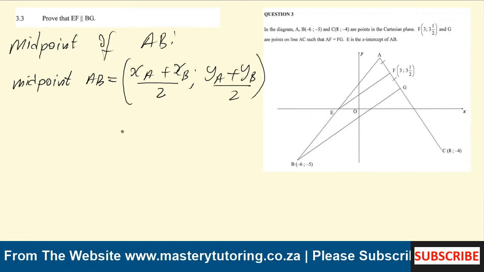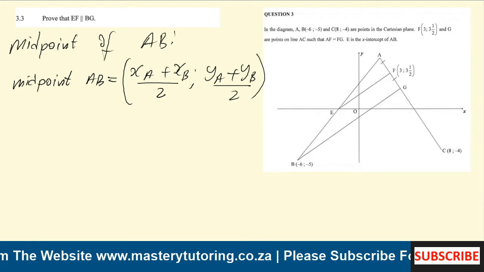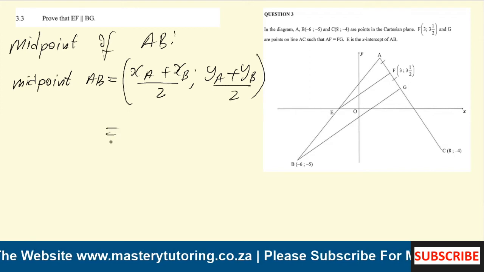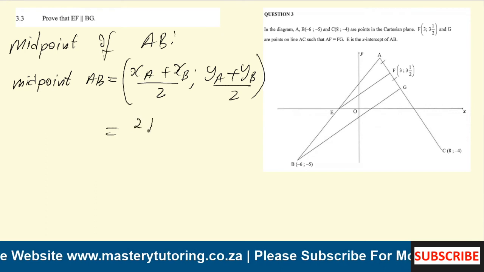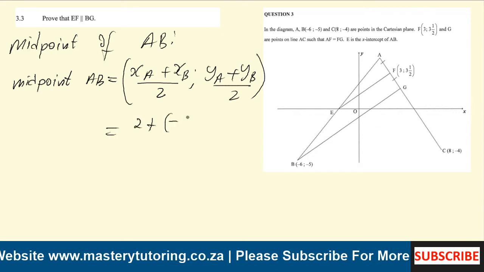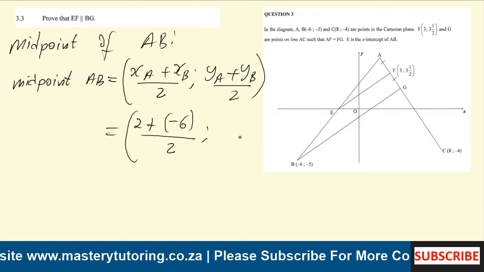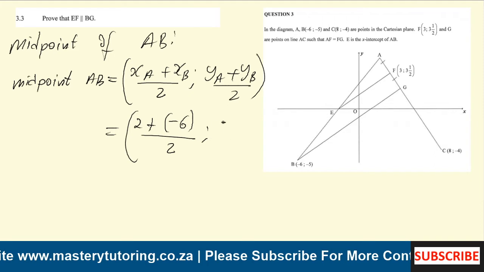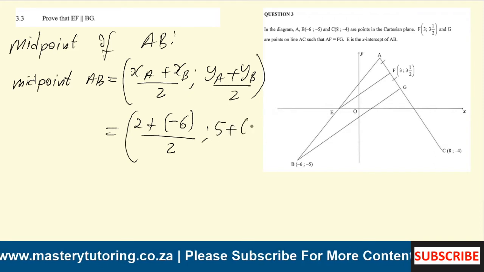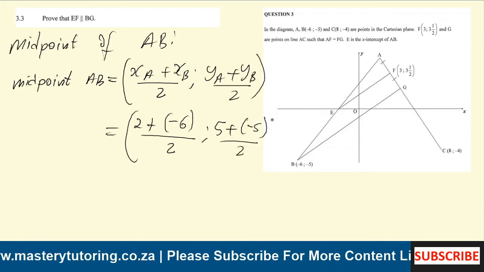We do have the coordinates of A, which we've just calculated now. And then also we do have the coordinates of B, which are given to us. So let's go ahead and substitute this. So x at A is going to be 2 plus x at B is going to be minus 6, all over 2. And then y at A is going to be 5 plus y at B is going to be minus 5, all over 2.